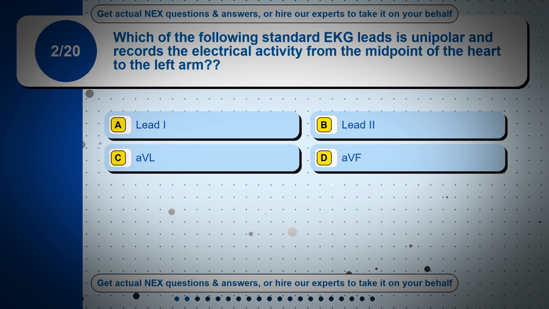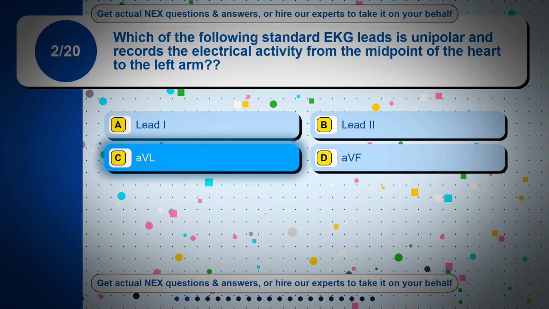Question 2. Which of the following standard EKG leads is unipolar and records the electrical activity from the midpoint of the heart to the left arm? Option A, lead I. Option B, lead 2. Option C, aVL. Option D, aVF.